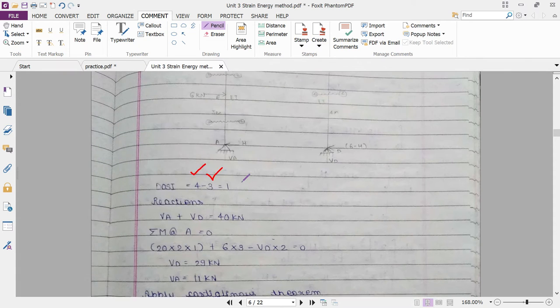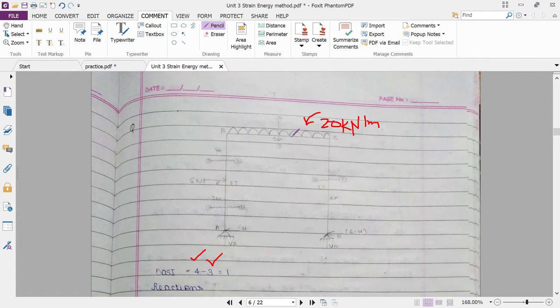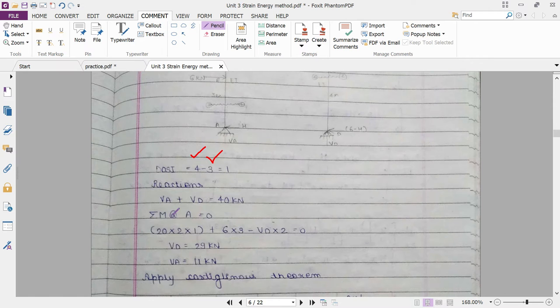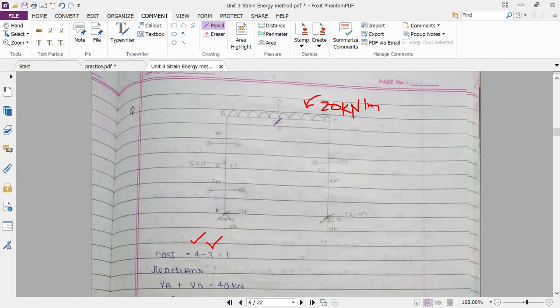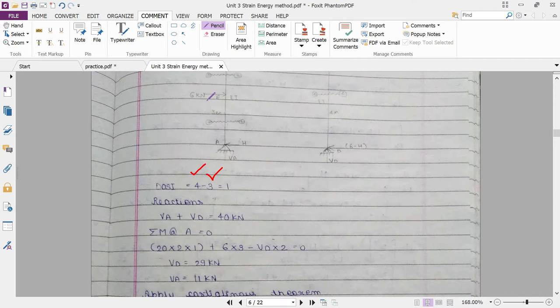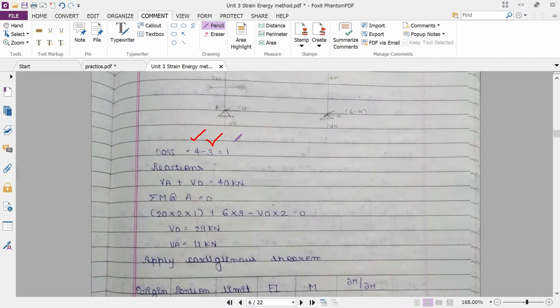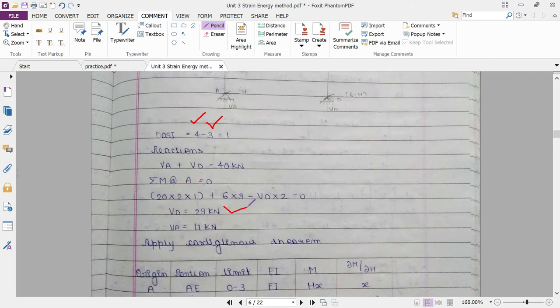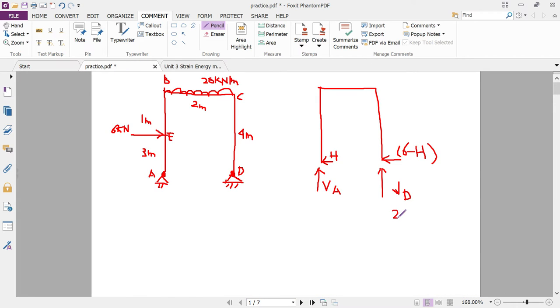So the reactions we can calculate first. VA plus VD is equal to 20 into 2, that is equal to 40 kN. Summation of moment at point A: 20 into 2 into 1, then 6 into 3, then VD into 2. So VD equals 29 kN and VA equals 11 kN. The summation of these two will be equal to 40 kN.